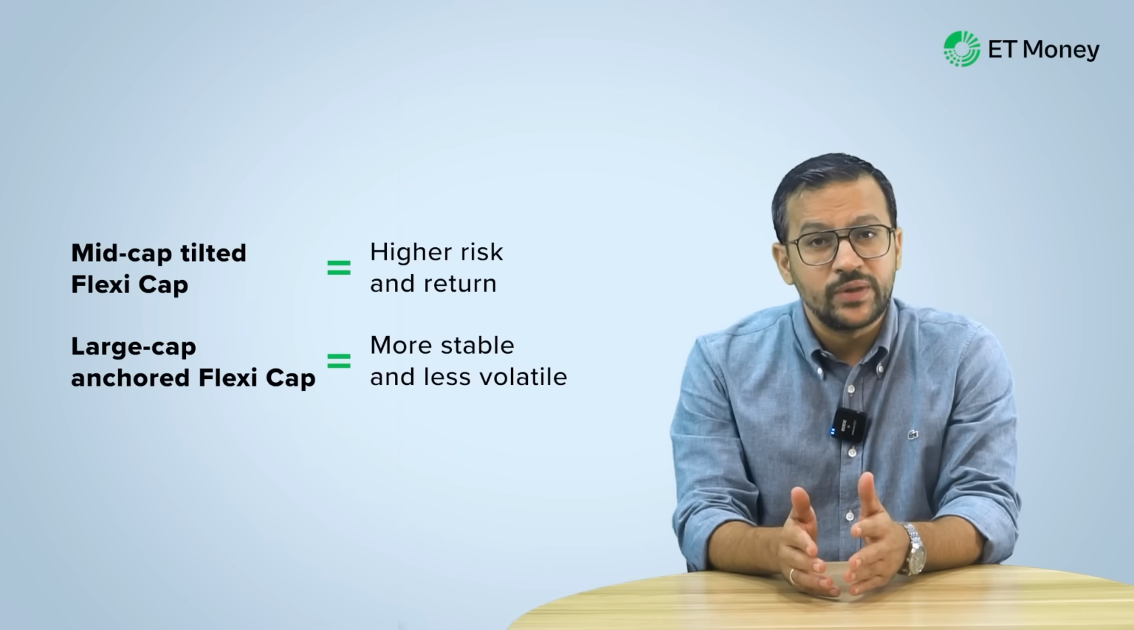Alright, so now that we've understood how FlexiCap funds differ in terms of their allocation to large, mid and small cap stocks, let's move to another important dimension. Let's examine how frequently a fund buys and sells stocks. This indicates how active or stable a fund's investment strategy truly is.